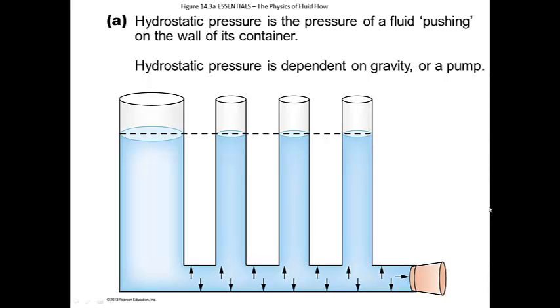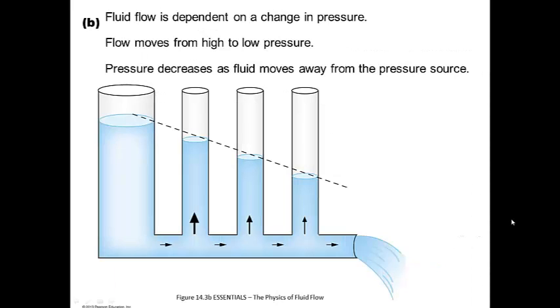Now this is in a static example. You can see we have the plug in the tubing here so that we don't have any flow, because this pressure shown by these arrows is equal across the whole container. So with no difference in pressure, no pressure gradient, there's no flow.